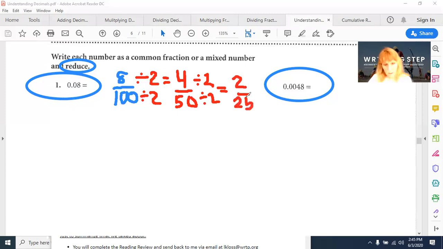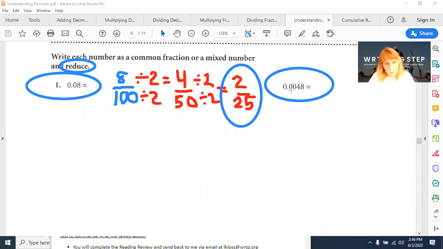So now I have an even number on top and an odd number on the bottom. And 3 will not divide into either one of those numbers. So that is as low as I can go with that fraction. So 8/100ths can be reduced to 2/25ths. Okay, let's take a look at the next one next to us here.